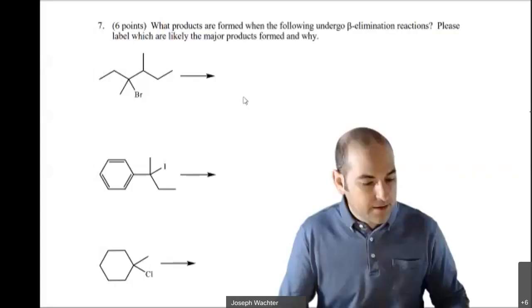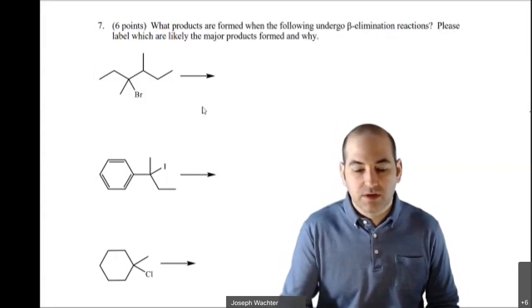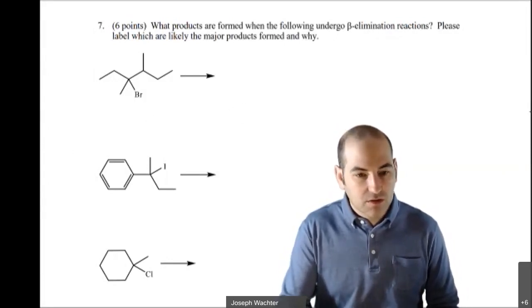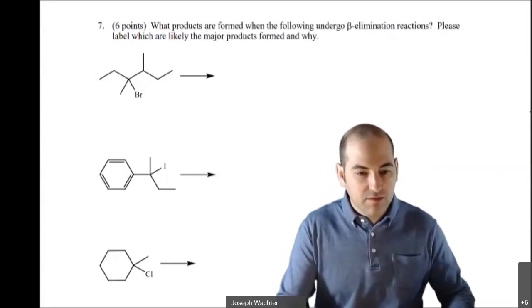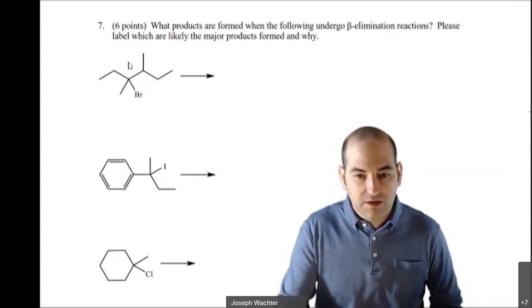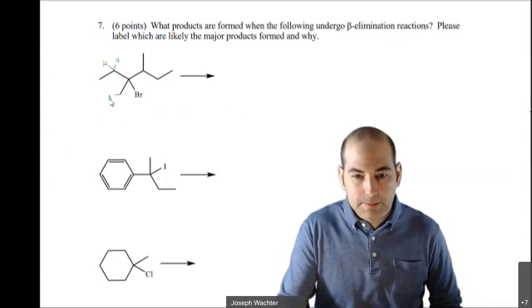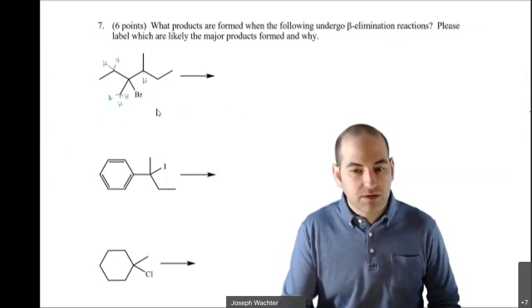Sorry, I'm back. Okay. What products are formed when they undergo beta elimination reactions? We looked at these a little bit last week. I know because there was a question. So in this case, you want to look all around that center at all the different beta hydrogens. So we've got beta hydrogens here, here, and here. And any of those could potentially be deprotonated to give us beta elimination products.